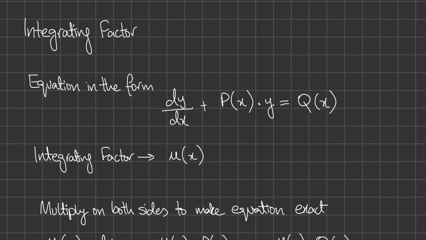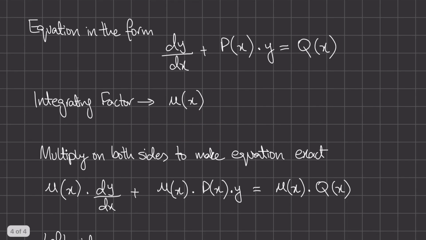Time for the last method, integrating factors. Given an equation in the form dy over dx plus p of x times y equals q of x. If this equation was exact, then we could just integrate both sides and find the answer, but most often that is not the case. An integrating factor is a function called mu of x, which we can multiply with both sides of the equation to make it exact.